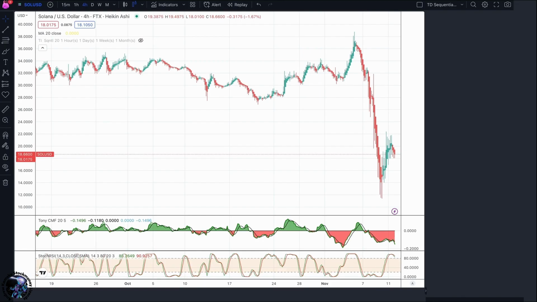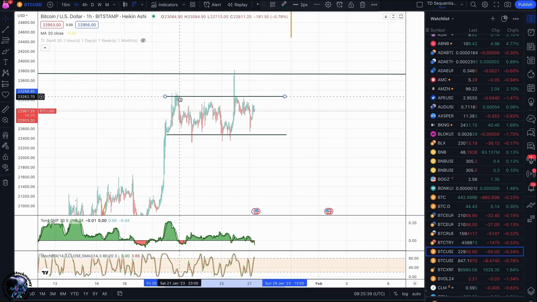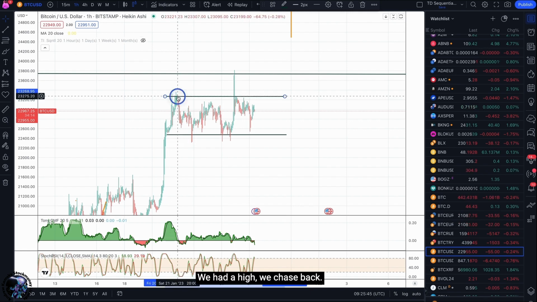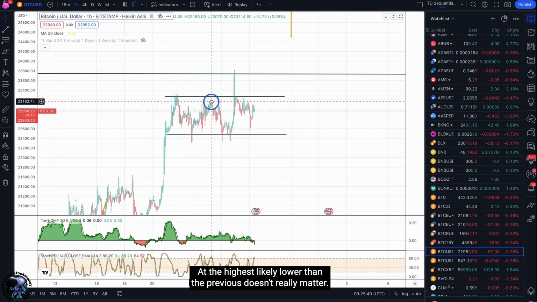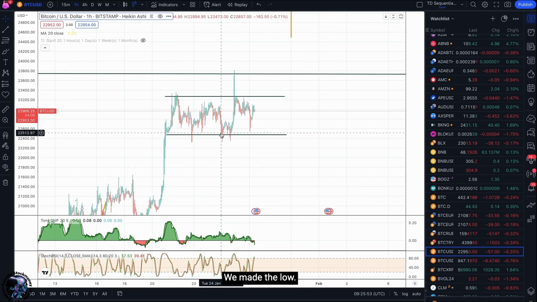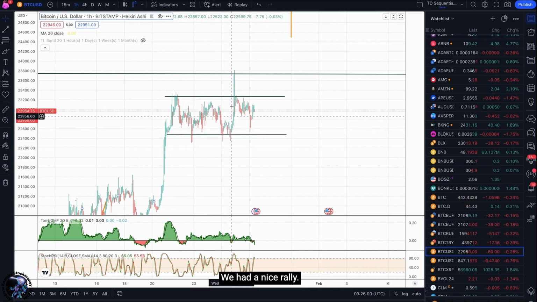So we broke above and we're just hanging around in this area, not really knowing where we're going here. So we seem to have broken out, nice pump, got up to 23.3K, something like that. We had a high, we retraced back, we found a low, had a high, slightly lower than the previous, doesn't really matter. We made a low, weak bounce, but we found support straight away, and off this weak bounce we had a nice rally.